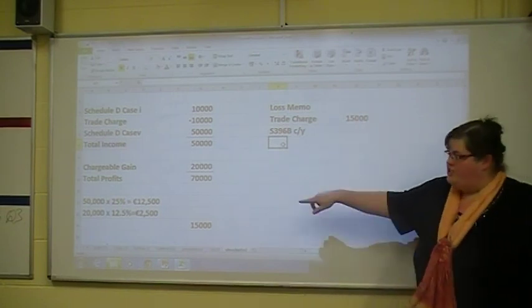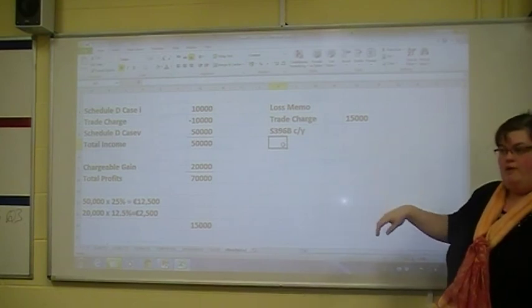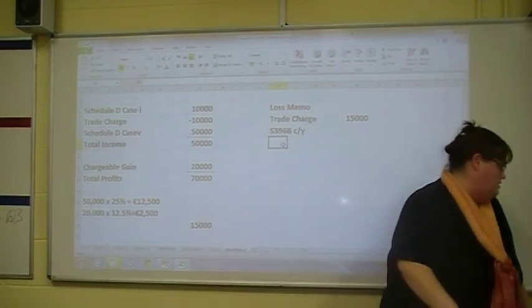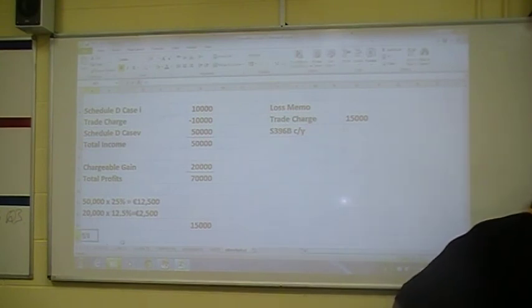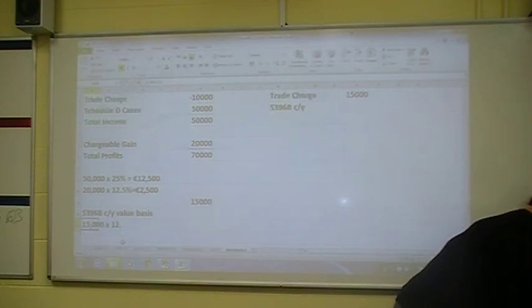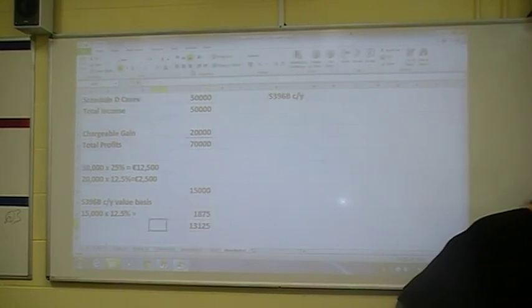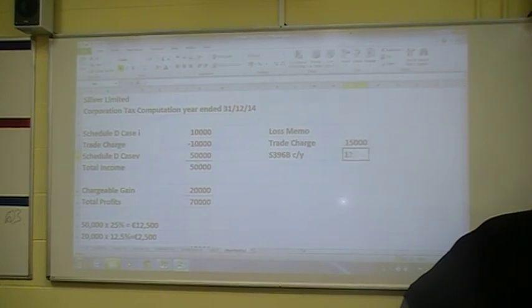Are we going to have enough loss to actually get rid of all that 15,000? No, we're not. So in that case, take your 15,000 multiplied by 12.5% and take it off of your liability. So our section 396B current year value basis will be 15,000 multiplied by 12.5%, which is 1,875. So that's our new CT liability, and our full 15,000 is used up.